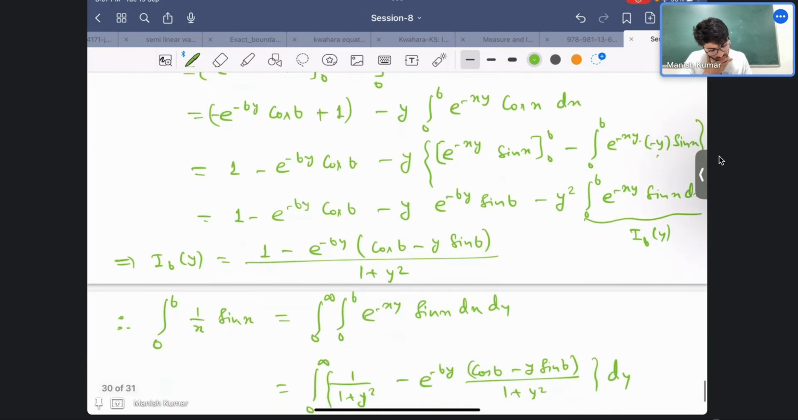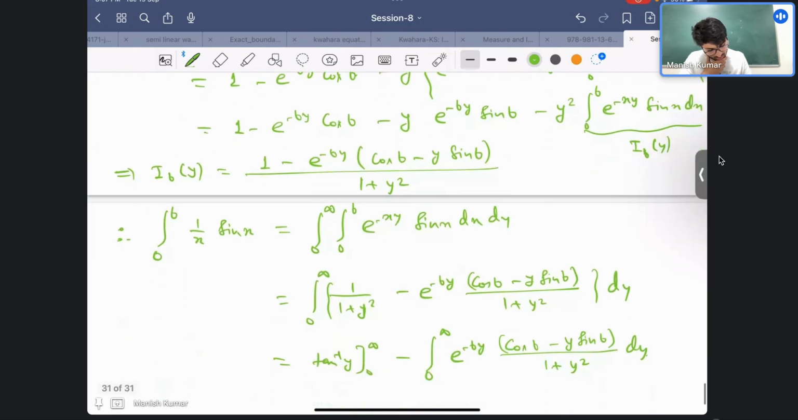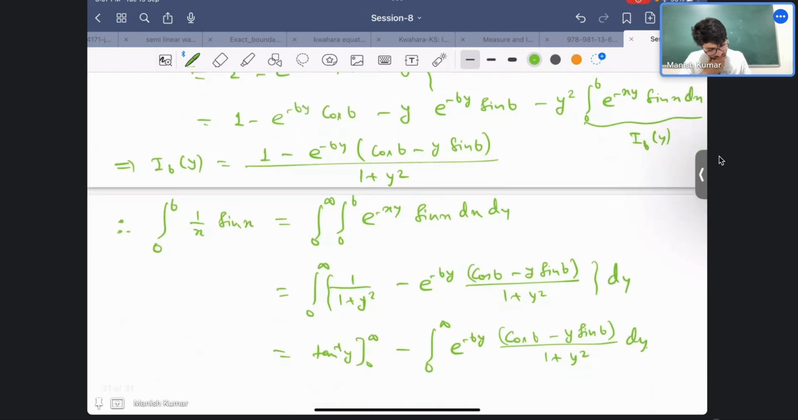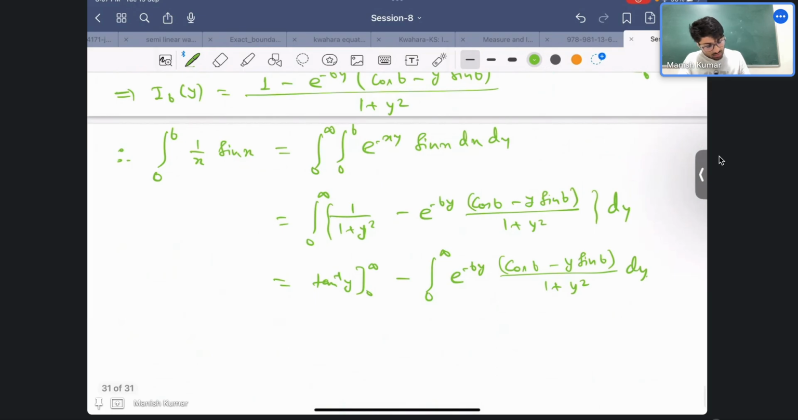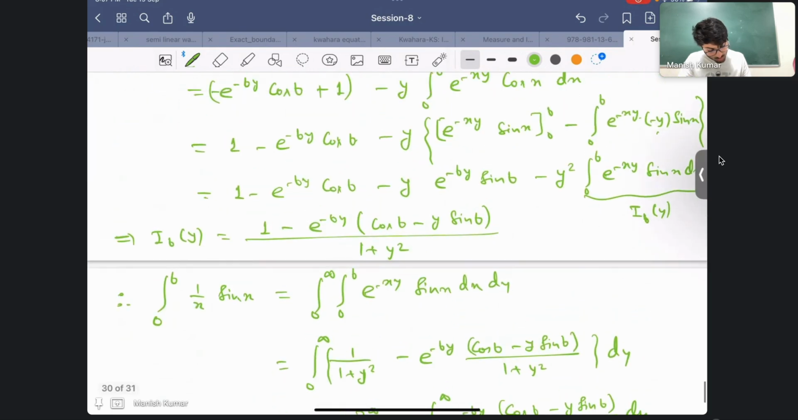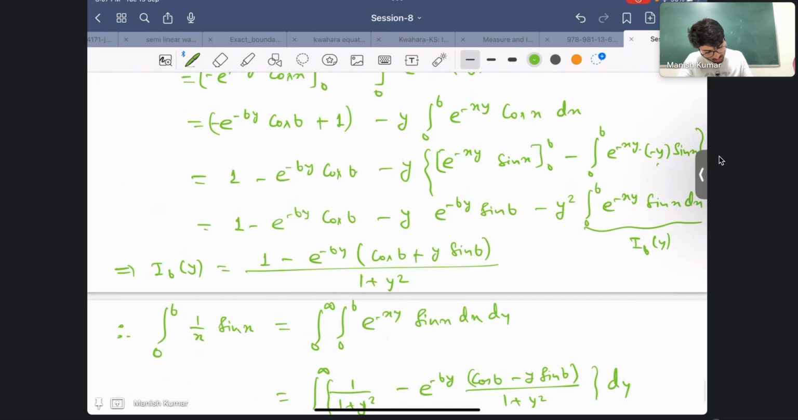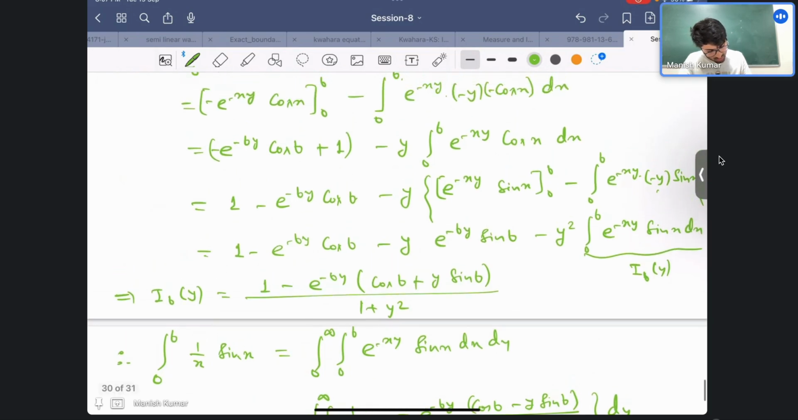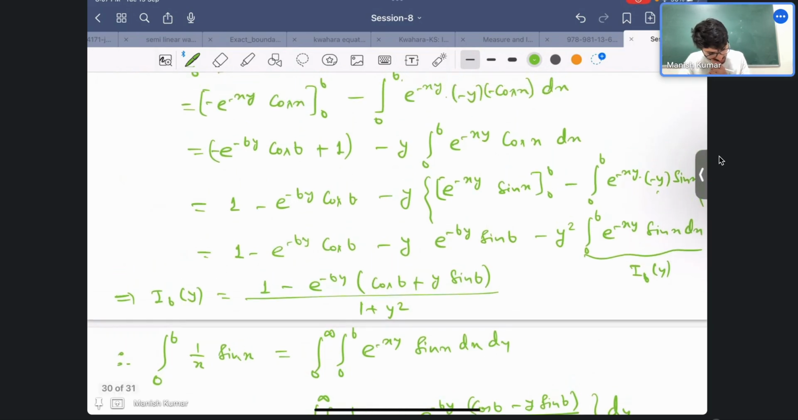Okay, I hope everything is correct. Sir, in the bracket there should be a plus. We are taking e to the power minus by common, so it will be plus, exactly. Here it should be plus. Is there some other error also? Let me know if there is something else.